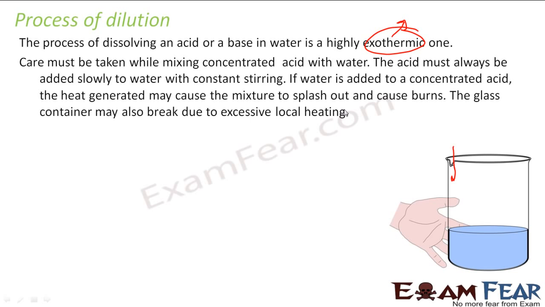So it's advisable that you add acid or base to the water very slowly and do constant stirring, right? The caution is, if water is added to concentrated acid, you may get burns or heat will come out. The glass may also break because of the excessive local heating. So it's good that you do it slowly. The process of dilution is like this: you take the water and slowly add acid and constantly stir. Constant stirring and add slowly. Two mantras for the process of dilution.